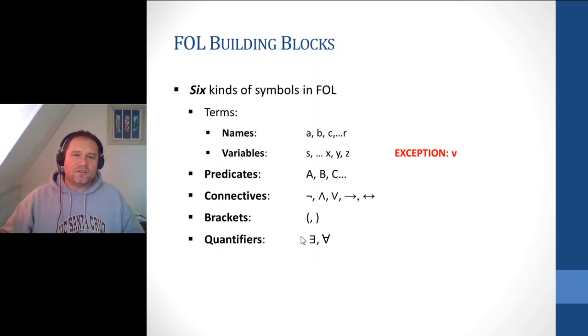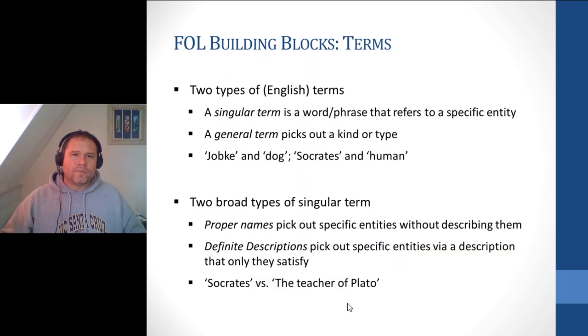And here's the big addition. We're going to have quantifiers. Now we'll talk about what these do and what they are in the second video, but it's helpful just to sort of see, here's every bit of our language. It's going to be a combination of these 6 kinds of symbols: names, variables, predicates, connectives, brackets, and quantifiers. So let's talk through them one by one.